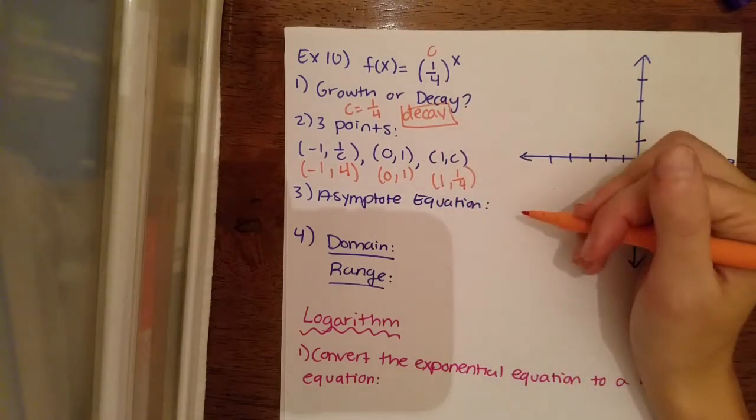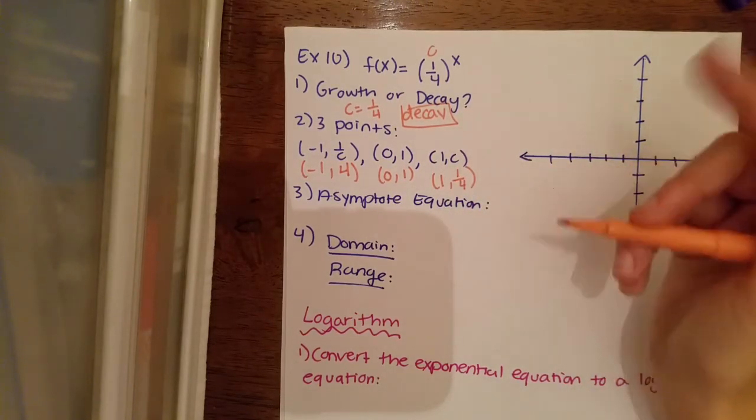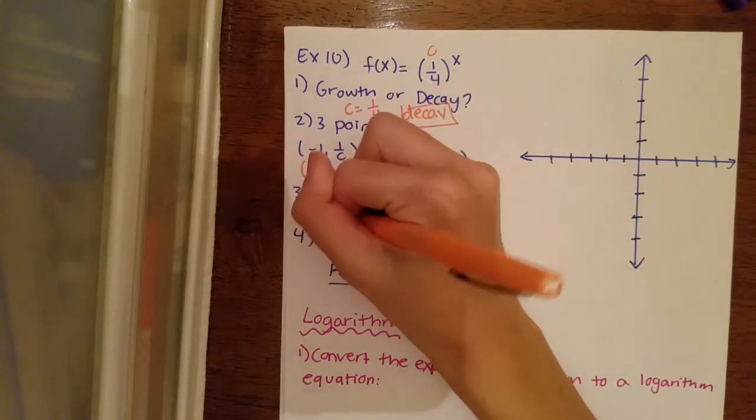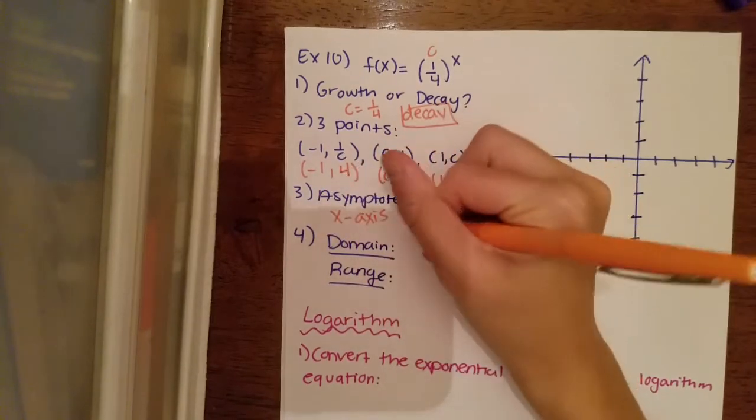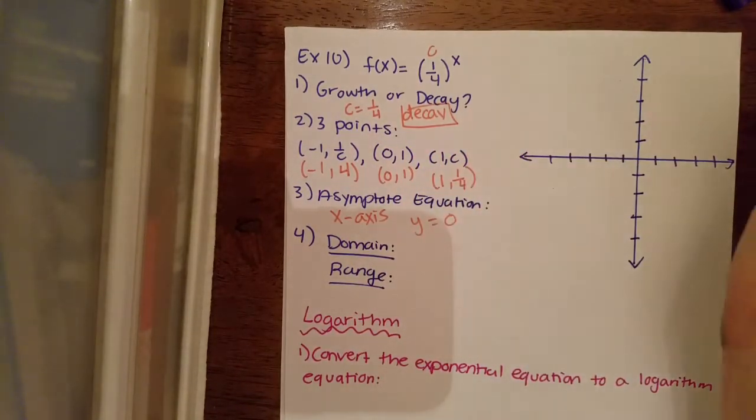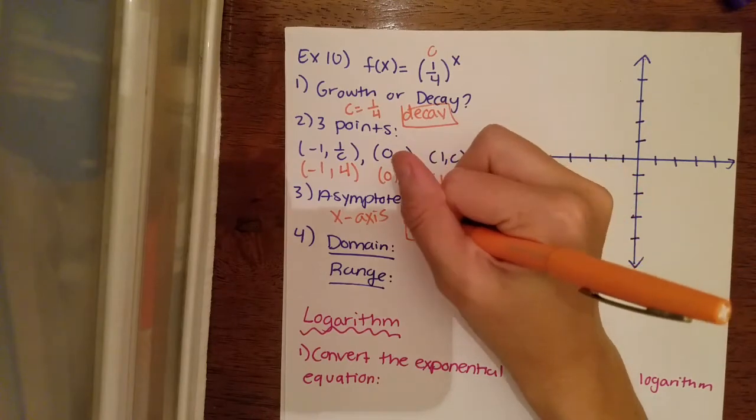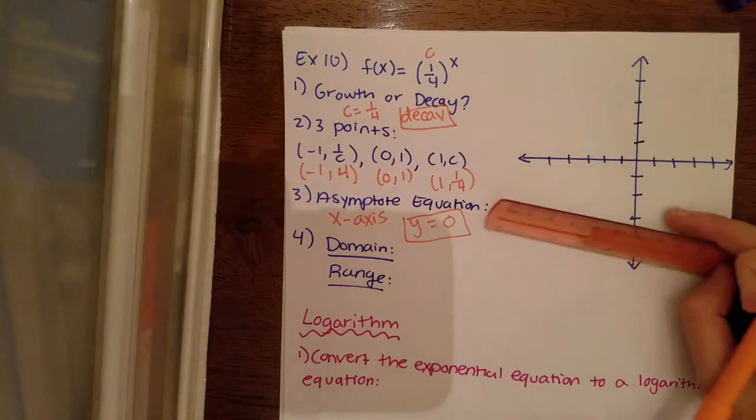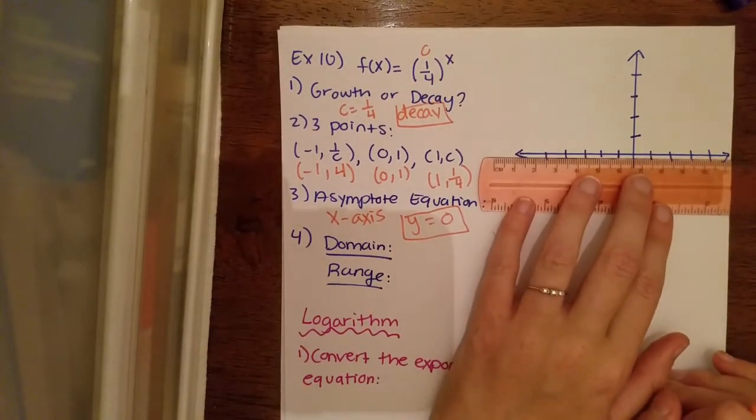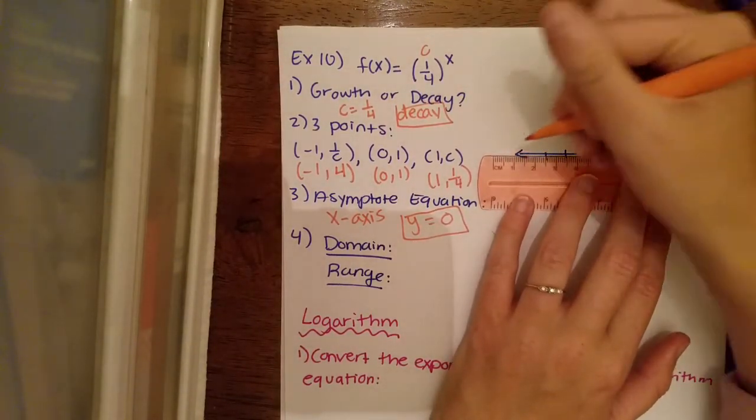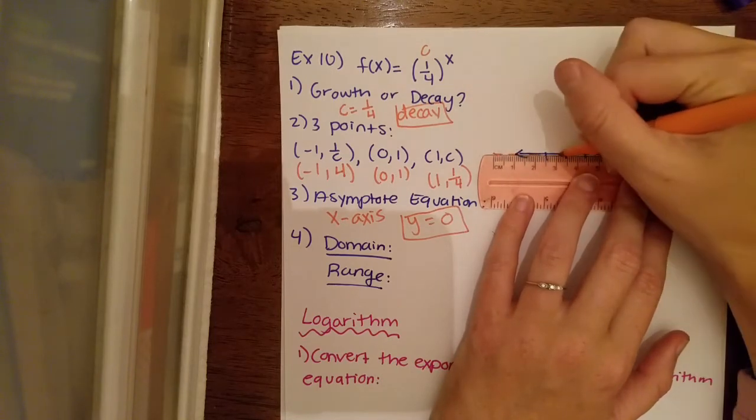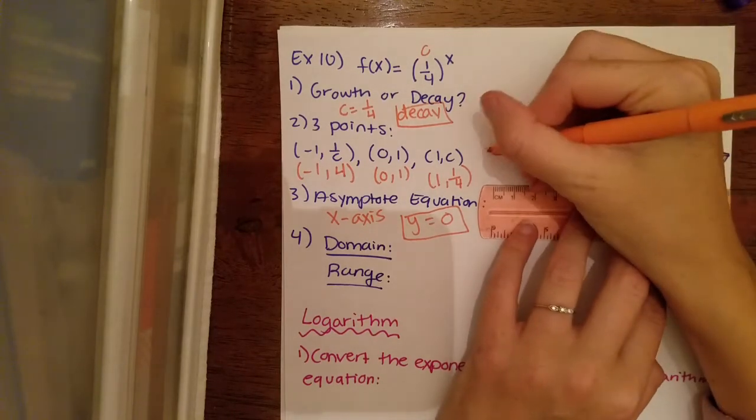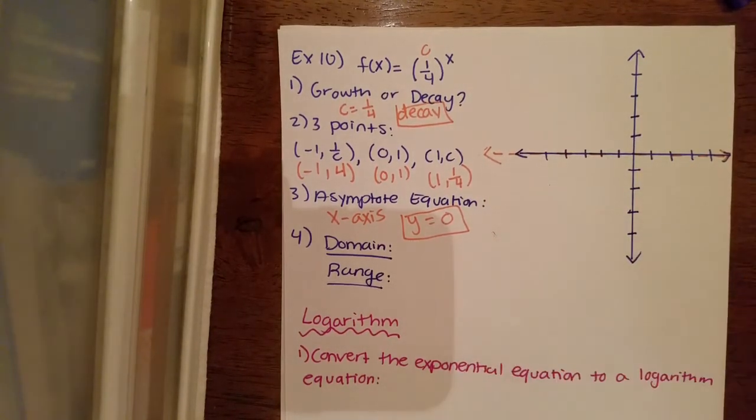Alright, now before we plot these points, we know that our asymptote equation, whenever we have an exponential for now, will always be the x-axis, which is the line y equals 0. So that will be my asymptote equation. I'm going to draw that in first so I know I cannot cross that line when we plot our points. Our graph cannot cross y equals 0.